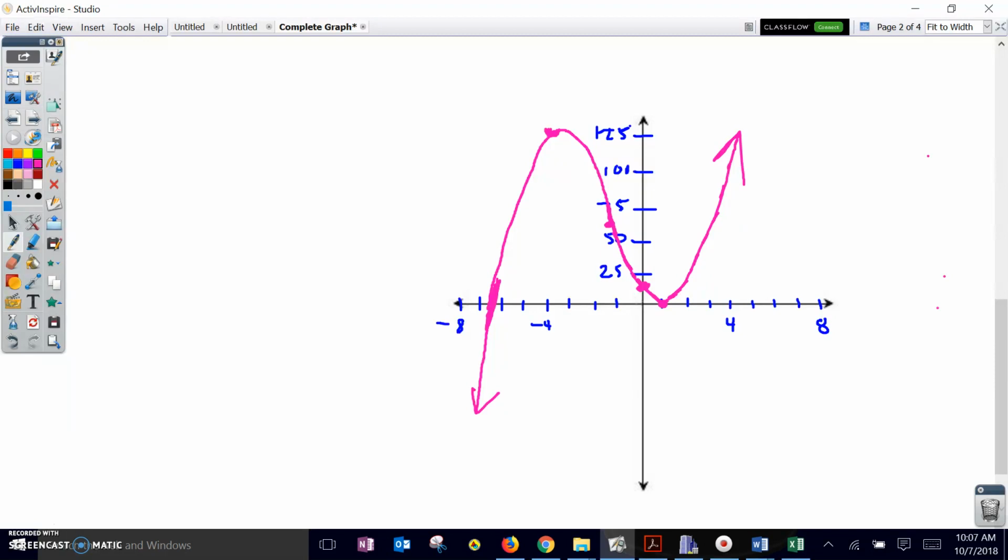Alright, so a lot of information to find and a lot to do in one of these problems. But if we go through it methodically and just use all the things we've learned so far, it's not a terribly difficult task to complete.